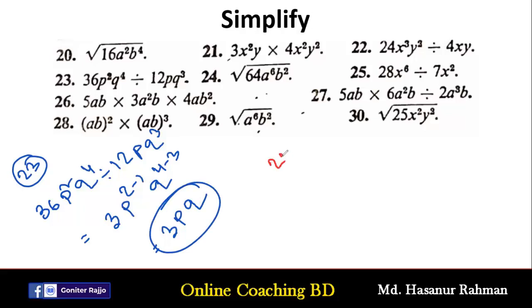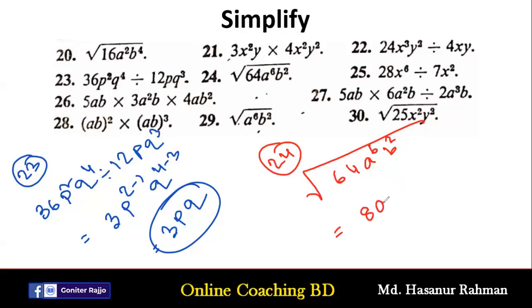Now 24. So how can you solve 24? Look. Square root of 64 a to the power 6 b square. So we know that square root of 64 will be 8 and a to the power 6. So square root means we have to divide the power by 2. So it will be a cube because 6 by 2, that will be 3. And b square, 2 divided by 2, that will be 1. So the answer will be 8 a cube b.